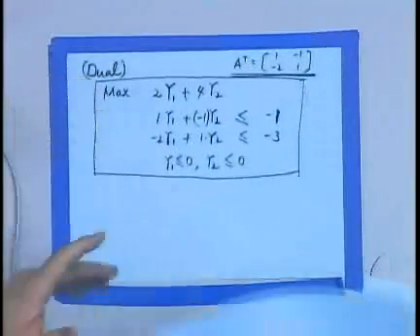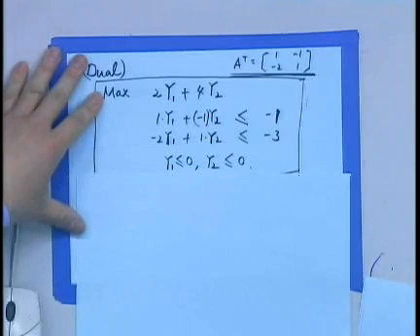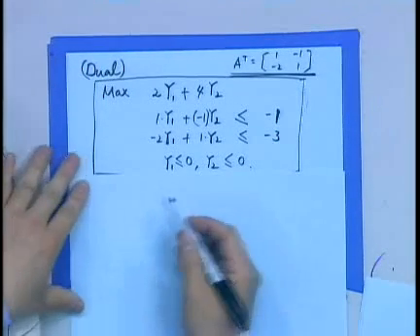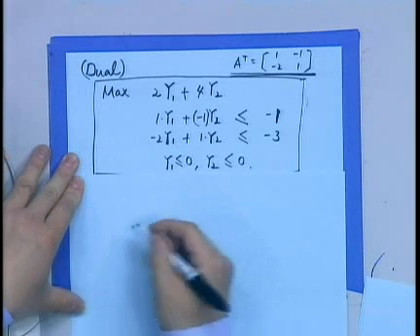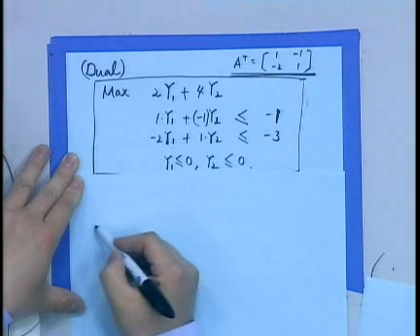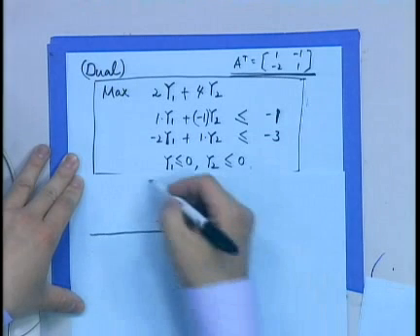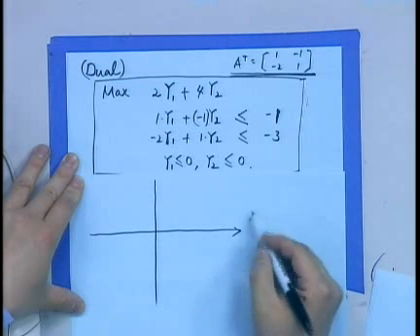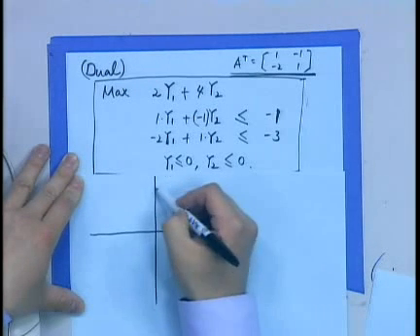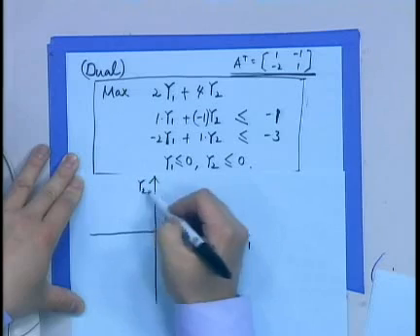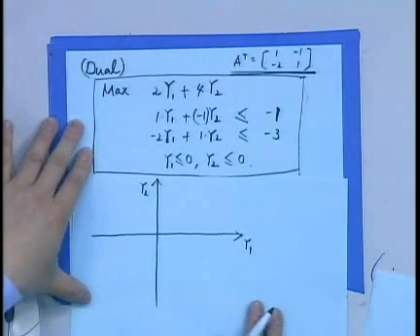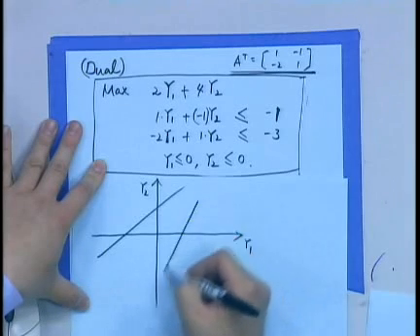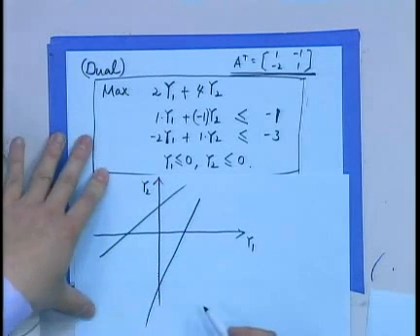Now, let's solve the dual problem using the graphical method. Okay? The horizontal axis is y1, and the vertical axis is y2. So, right? And the two constraints would be something like this. Okay?